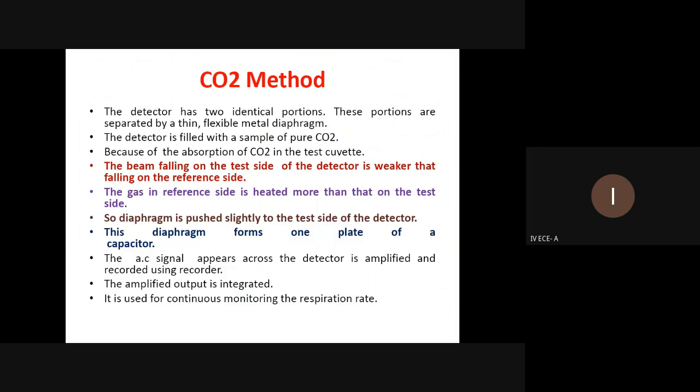So the gas on the reference side is heated more than that on the test side. A diaphragm is pushed slightly to the test side of the detector. This diaphragm forms one plate of a capacitor. The amplifier circuit is integrated. It is used for continuous monitoring of the respiration rate. This is an indirect method of respiratory measurement.